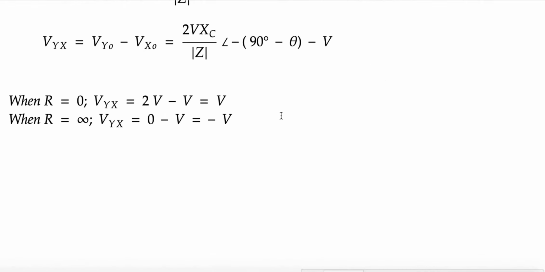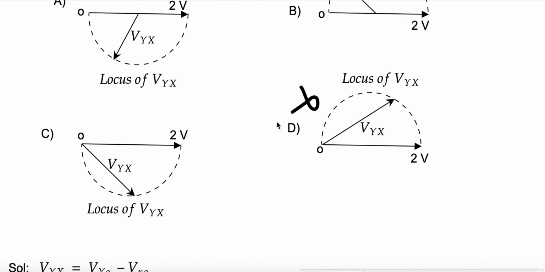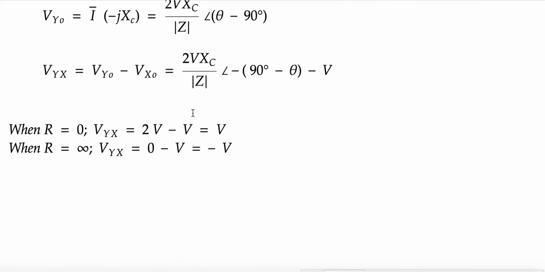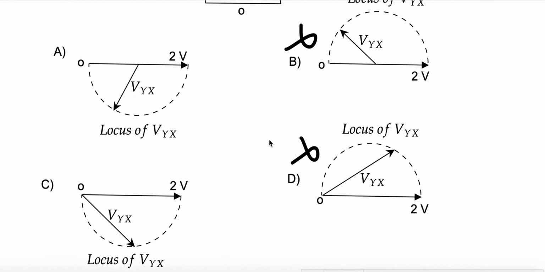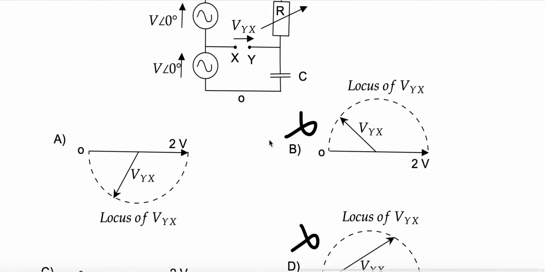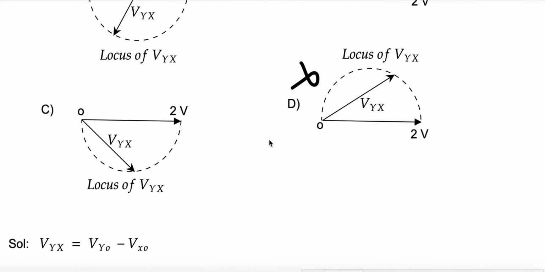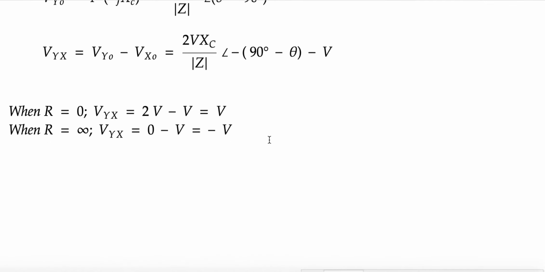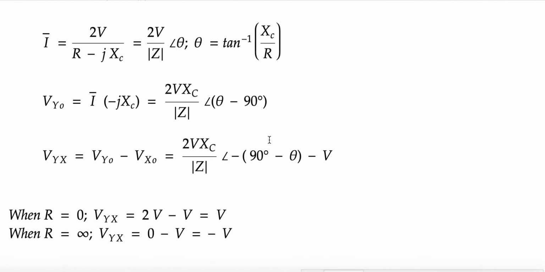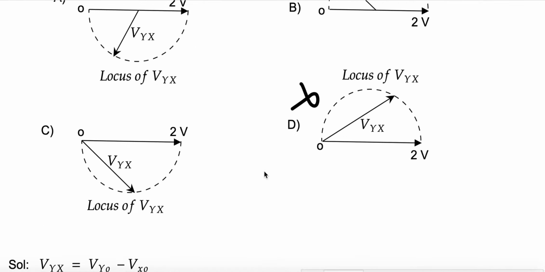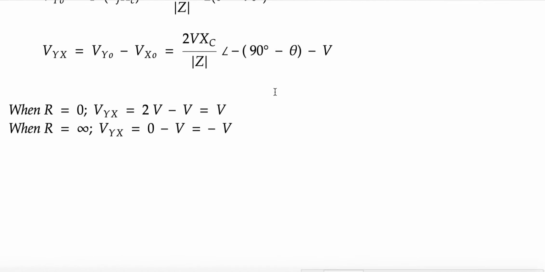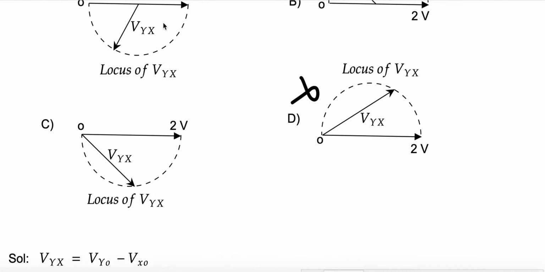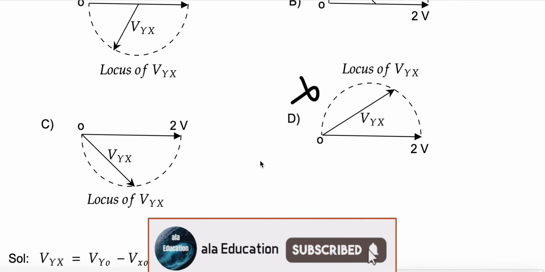When R is 0, depending upon which direction you are moving, open circuit to short circuit or short circuit to open circuit. If it is short circuit to open circuit, you are moving from V to minus V. What happens in between? That is the question you have to ask. Always you can see the imaginary part is negative. So one of them is correct. Which one is correct?